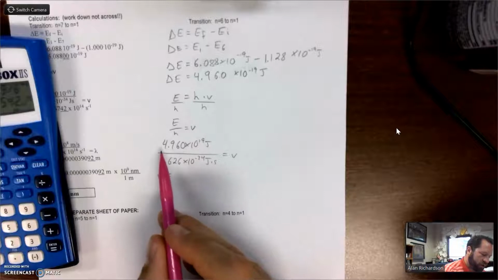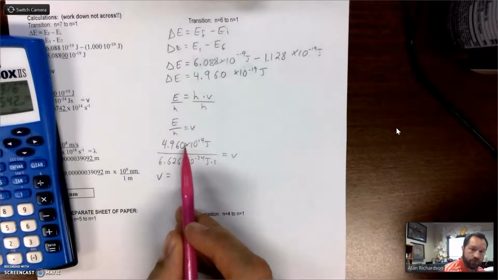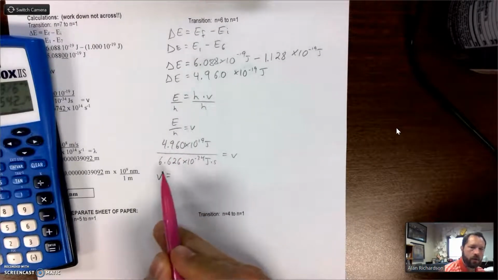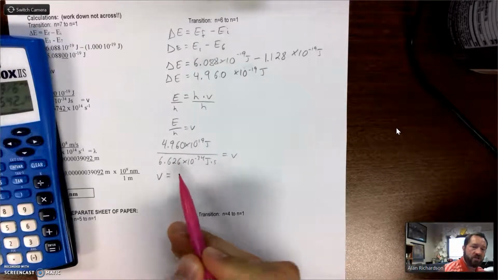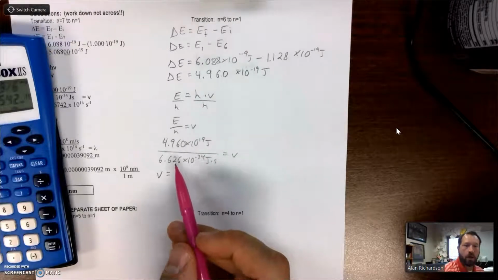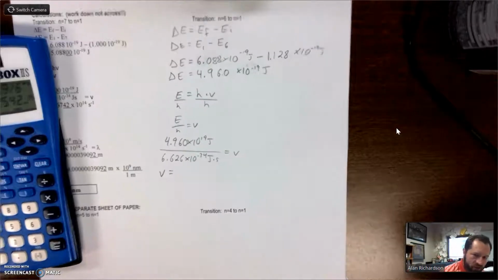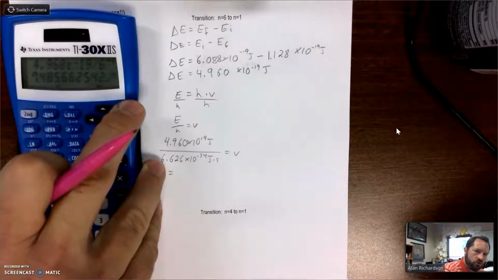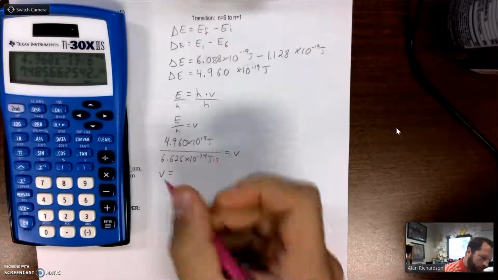Let's check for significant digits. 4.960 has 4 total significant digits. 6.626 has 4 total significant digits. So my number should have 4 significant digits. But this is not my final answer, so I want to carry at least 2 extras so I don't have a round off there.